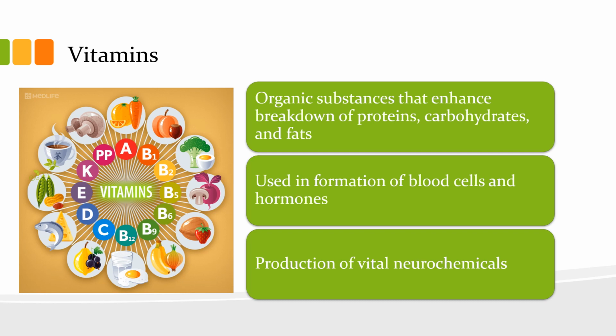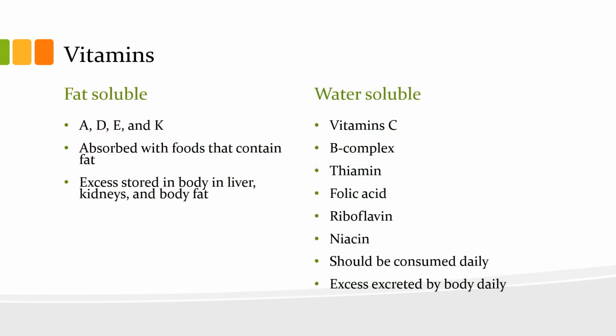Vitamins, okay. Vitamins are organic substances that enhance the breakdown of proteins, carbohydrates, and fats. They're also used in the formation of blood cells and hormones and the production of vital neurochemicals. You can see there a whole range of different types of vitamins and where we can find them. And we have two different types of vitamins.